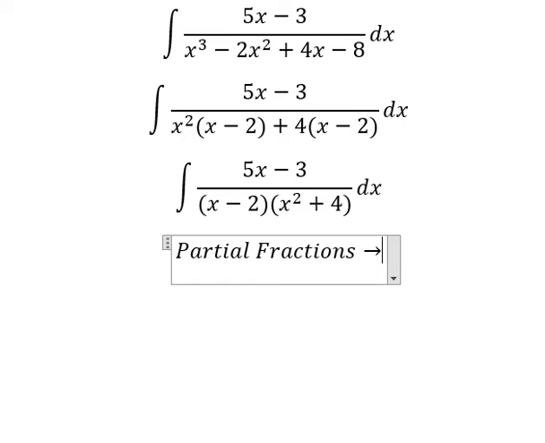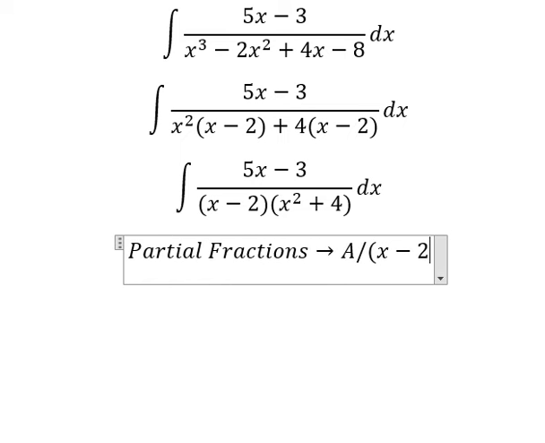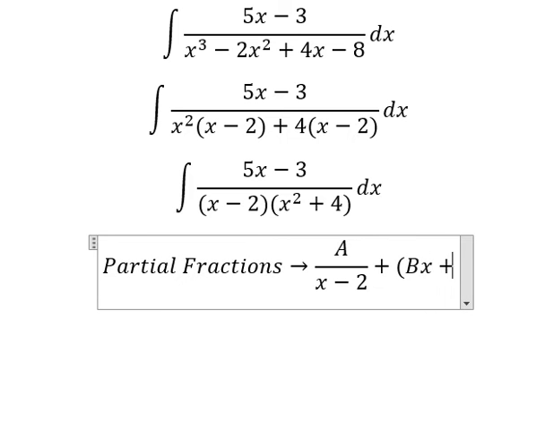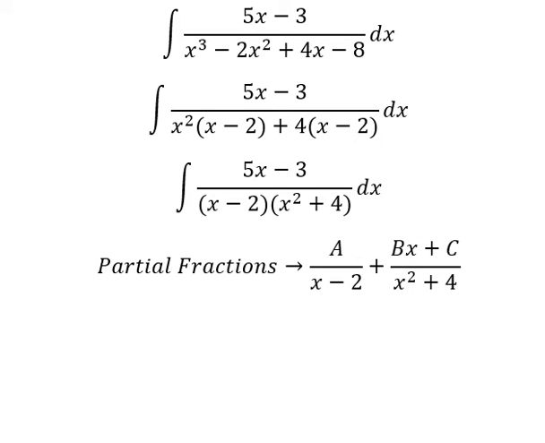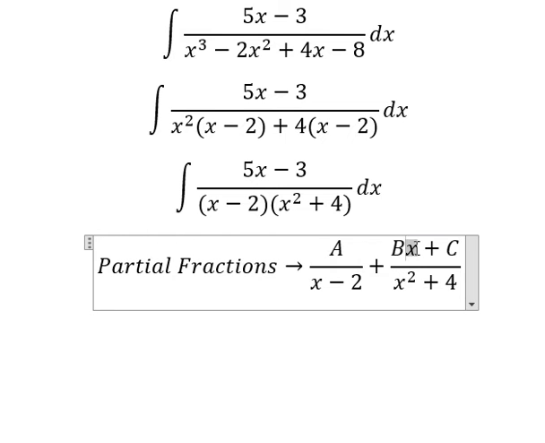So I will put capital A over s minus 2, capital B s plus c over s squared plus 4. Because we have the power 2, on the numerator we need to reduce by 1 unit of the power, so we have bs, and later we need to reduce the power from number 1 to number 0.